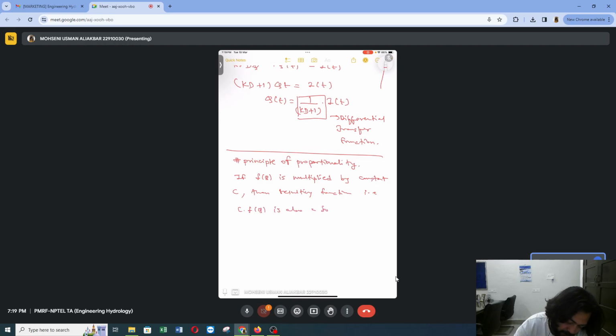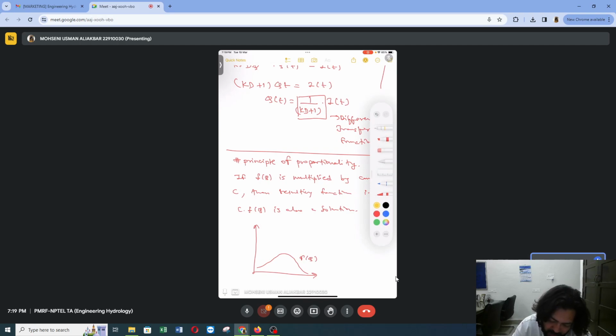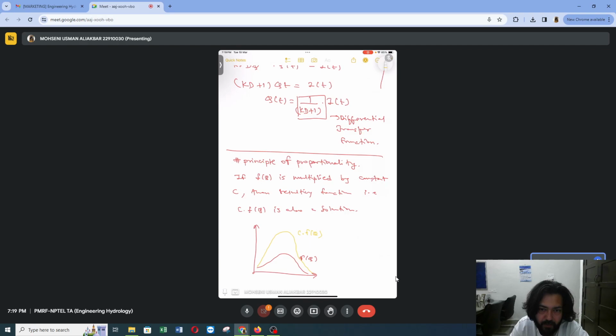They are saying that if we have a solution, let us call it f of q, and we multiply this solution with a constant c, then the result, c f of q, is also a solution. So this is what we mean by principle of proportionality. In it, we multiply a constant with the already defined solution, and the resulting function is also a solution.